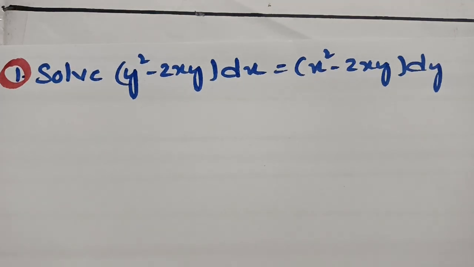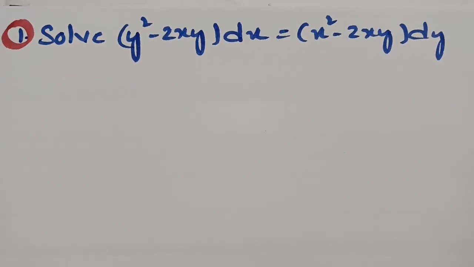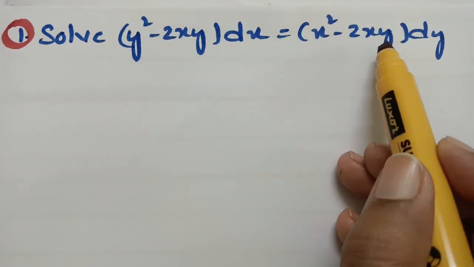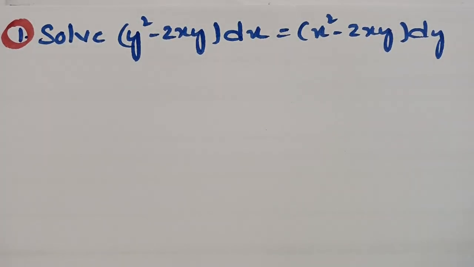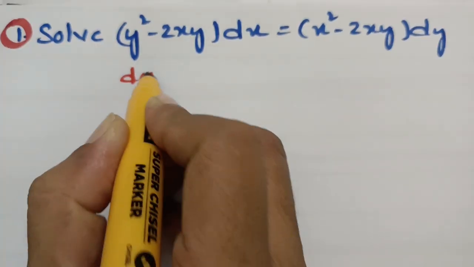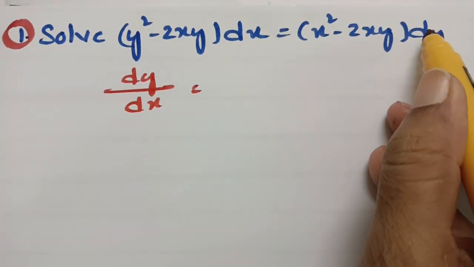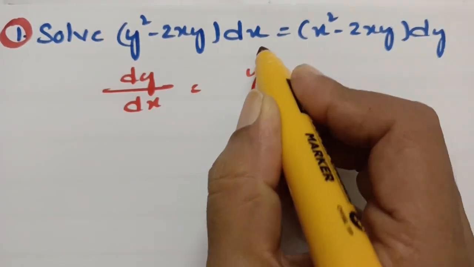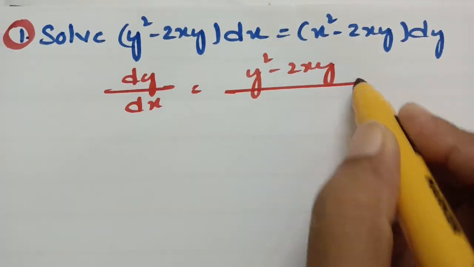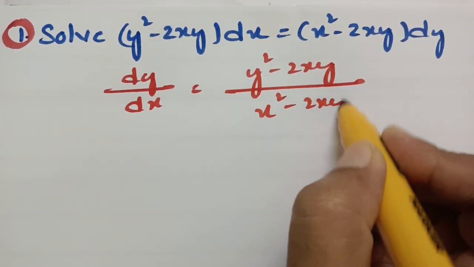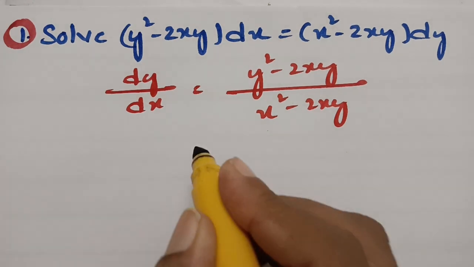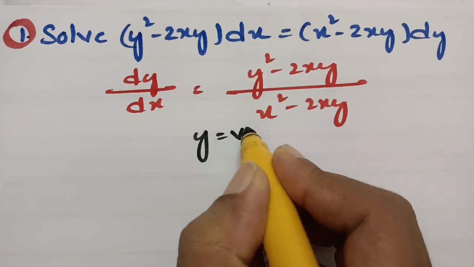See here, how to identify this as a homogeneous differential equation. Whenever you look through the equation, there are two variables, equally distributed. First of all, we have to take dy by dx. I'm sending this dx to the other side. Then this will become dy by dx equal to (y squared minus 2xy) by (x squared minus 2xy). For the homogeneous differential equation, I am taking y equal to vx.